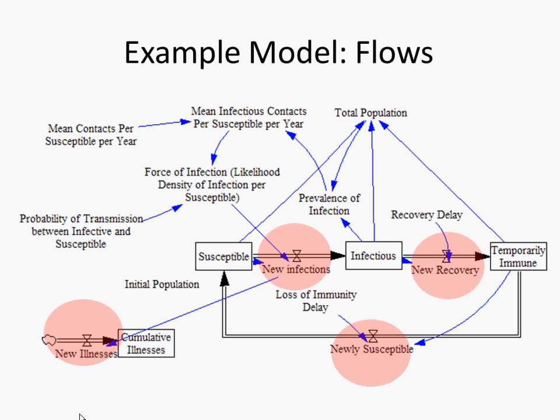The net flow into and out will determine the value of the stock over time. So here we have some flows, for example, the number of infectious people. That's a stock. And then we have some flows into and out of it, right? Under what conditions will the number of infectious people be rising, folks?